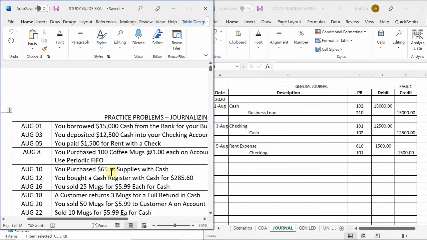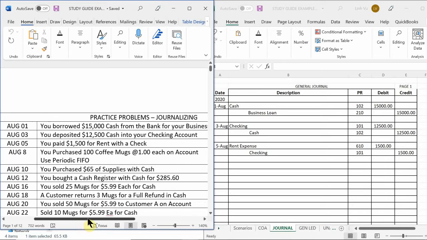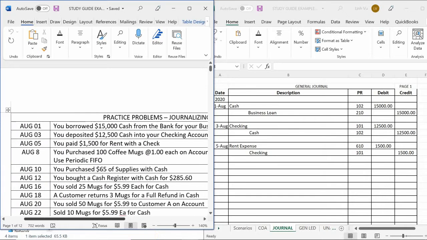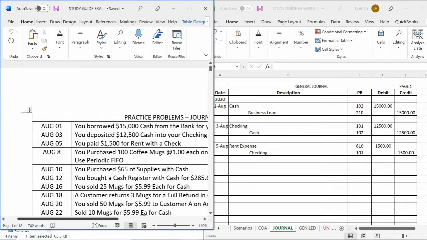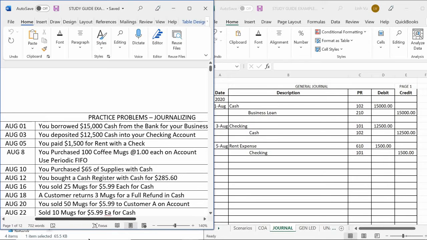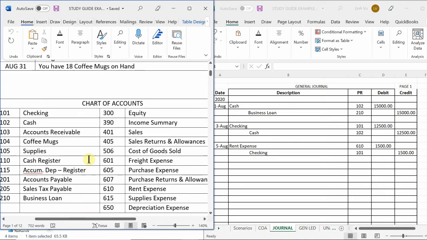Okay. Then it says on August 8th, you purchased 100 coffee mugs at $1 each on an account. Okay. And it says use periodic FIFO. Freight charge was $25. Okay, so in this case, periodic FIFO. So what does that mean? What does that tell you? If I have to journalize that I purchased 100 coffee mugs at $1 each, using periodic FIFO, how do I journalize this transaction?